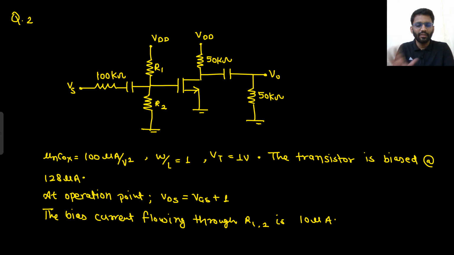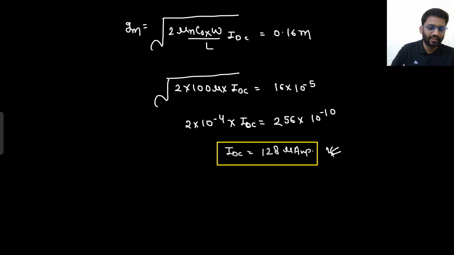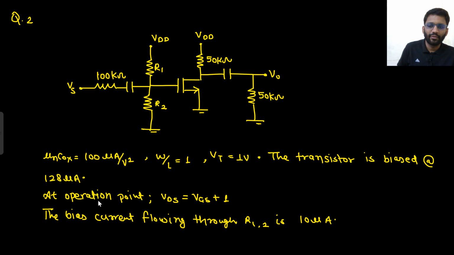So this is a big question. There are three questions involved in this one. The given scenario is: mu n Cox W by L value is given, Vt value is given, the same value as before, and the transistor is biased at 128 microampere. It is biased at this current only, which we calculated. At operating point, your VDS is equal to VGS plus 1.